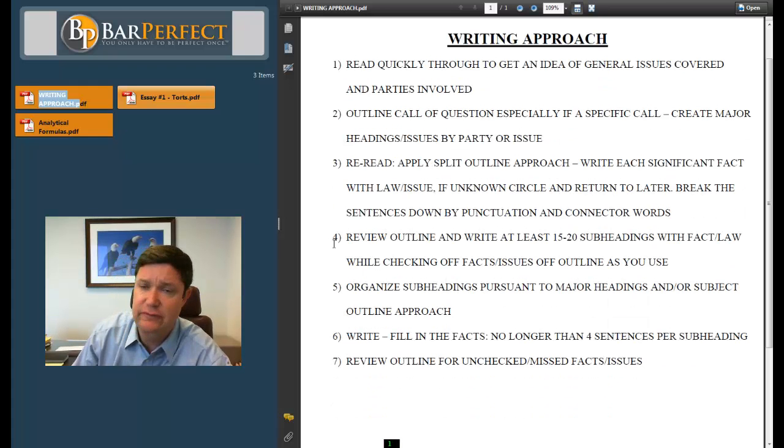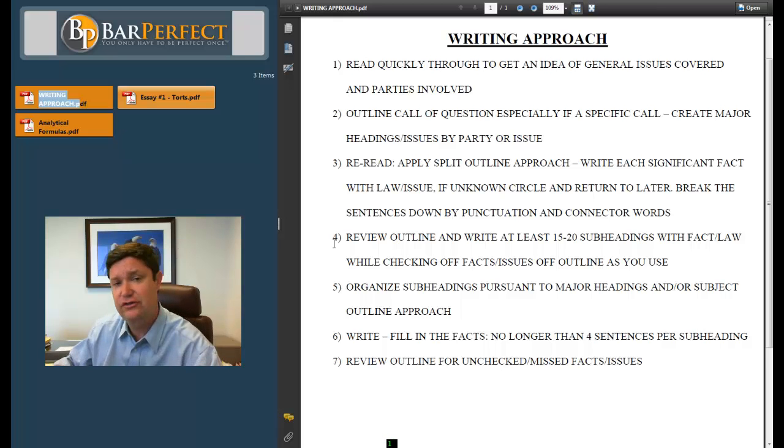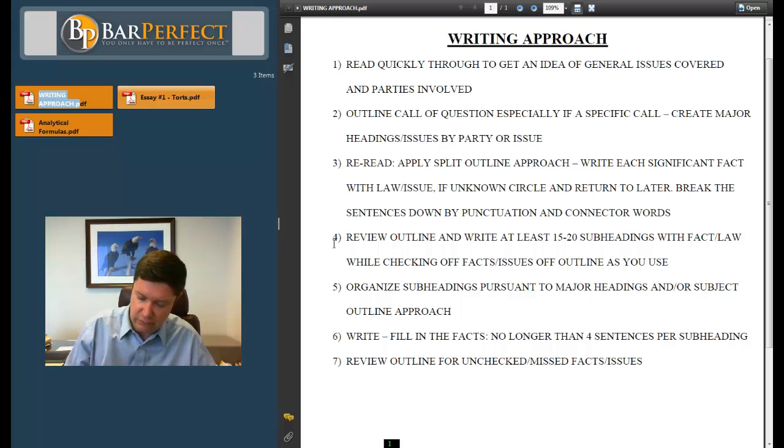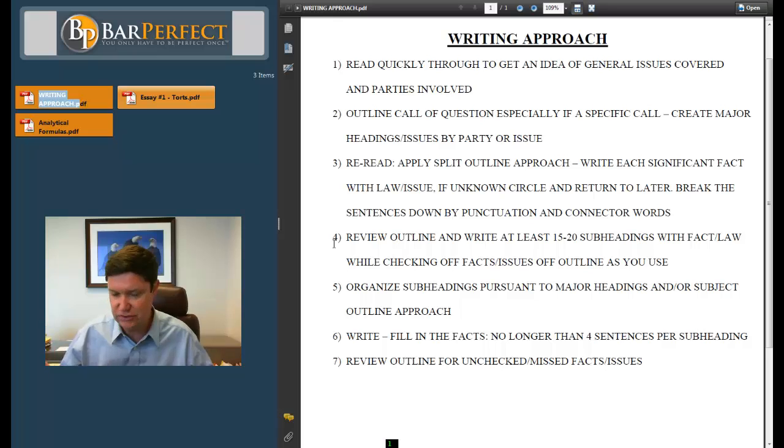Okay, once you've created 15 to 20, this is a mathematical formula. If you don't have enough issues, you're not going to pass the exam, no matter how well you write. Because if you write too much on an issue, you're going to lose time. So, focus on writing 3 or 4 sentences per issue, no more, and move on, because you'll bury that issue if you write too much.